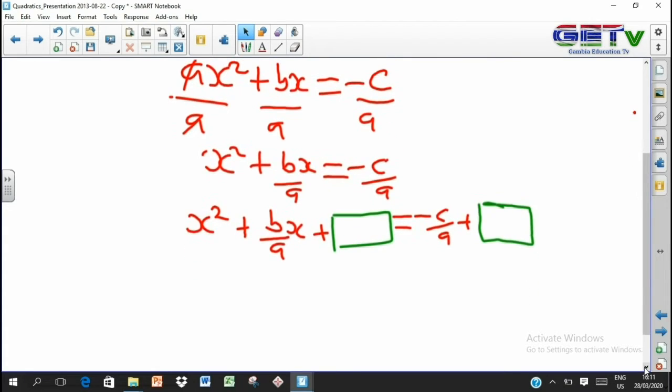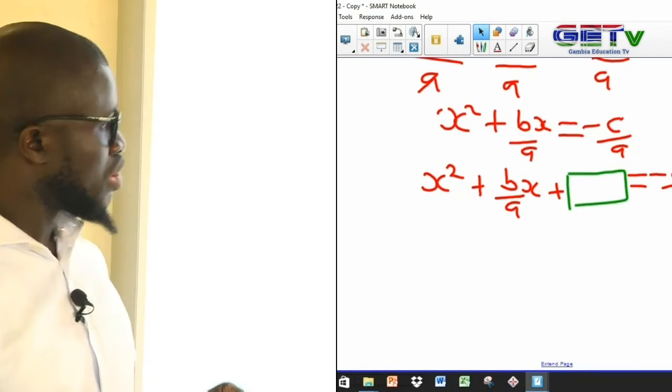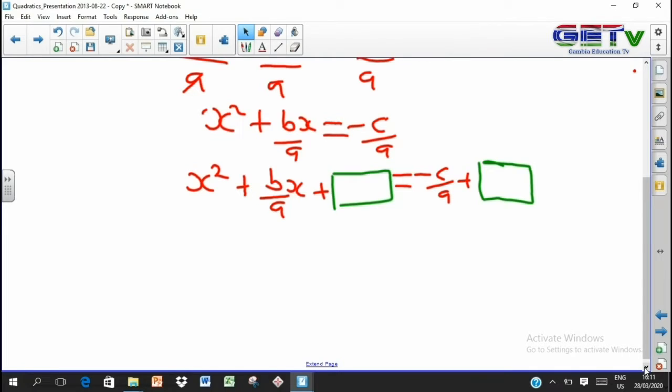Now, I have just done something on the smartboard. What is done on the smartboard is I have created spaces, as you can see, on the left-hand side and on the right-hand side. We did that immediately after we transposed the constant of the equation to the right-hand side. Now, why did we create this? If you can remember in the previous lesson, I told you a way of finding a number that can help you. Let's say we concentrate on what is on the left-hand side.